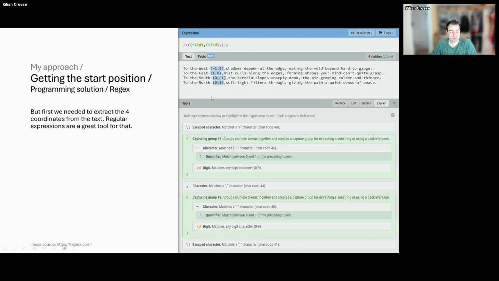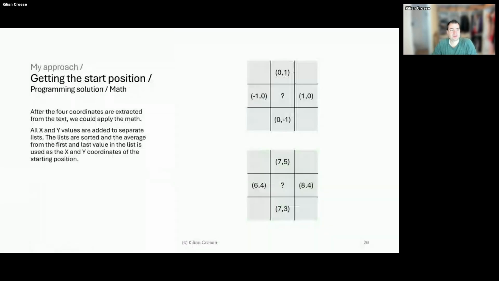But luckily for me, so far the cemeteries have not been bigger than 10 by 10, so that's why this has worked. Then the comma, and then another group with a digit, and then it's done. So quite powerful to extract those 4 coordinates from the text.